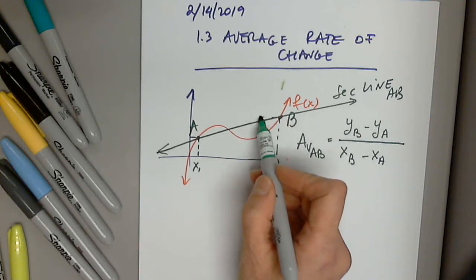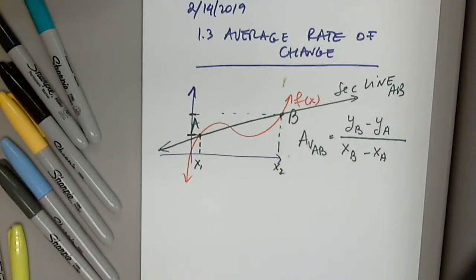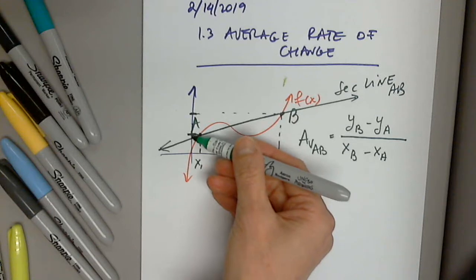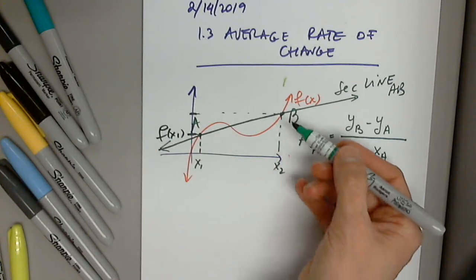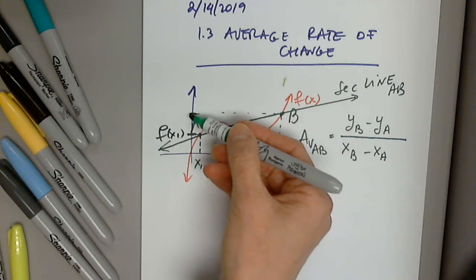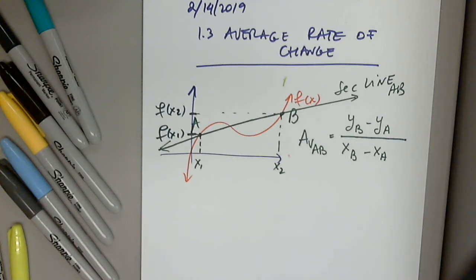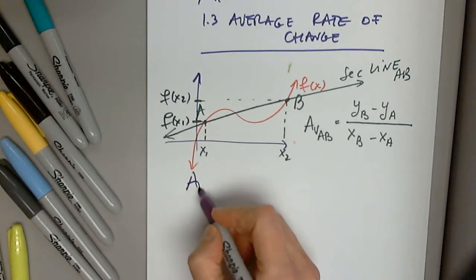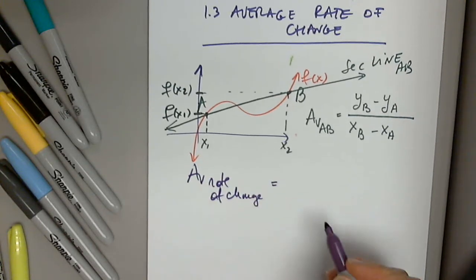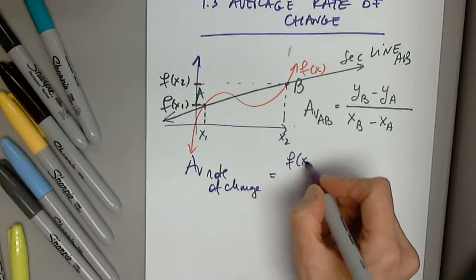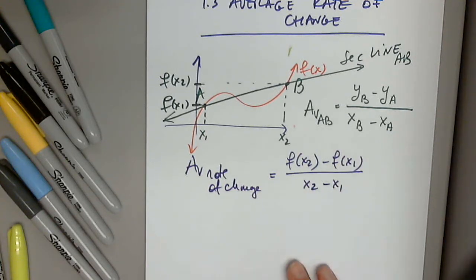And then what is this height here? What is this height and what is this height? This must be f of x1. And this must be f of x2. That's the way we write it. So the average rate of change, of course between A and B, will be f of x2 minus f of x1 divided by x2 minus x1.